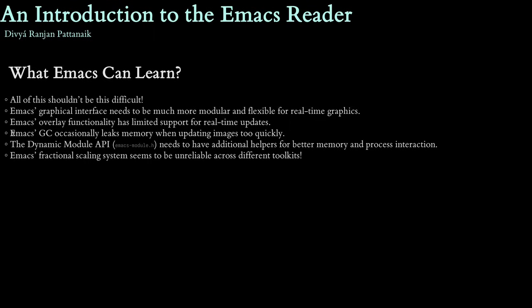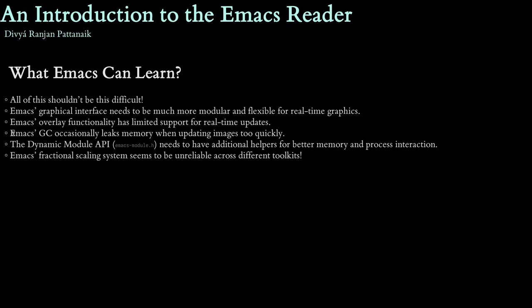There are also issues with Emacs GC. Emacs GC sometimes leaks memory when you update images too quickly. That is, when you have a bunch of images that are getting churned out too quickly, Emacs GC starts leaking and it just goes up to a huge number of gigabytes in RAM. That's also a huge problem.